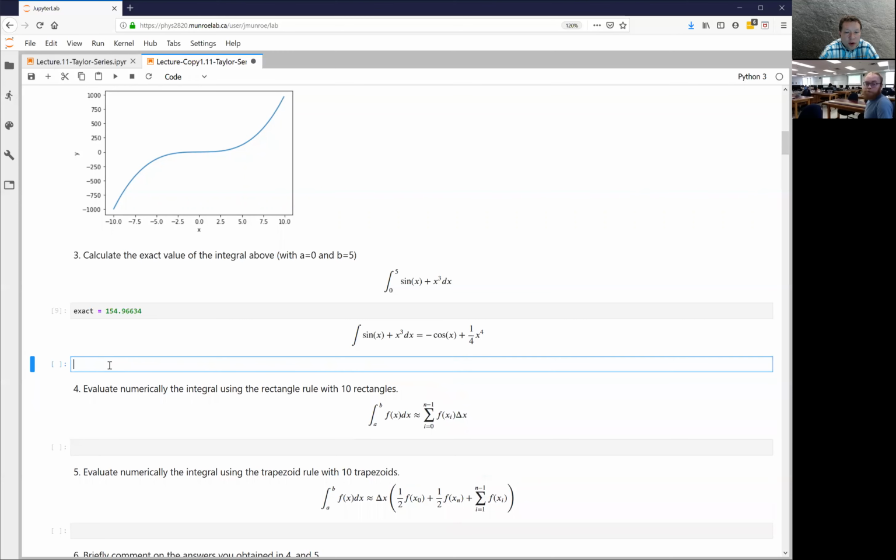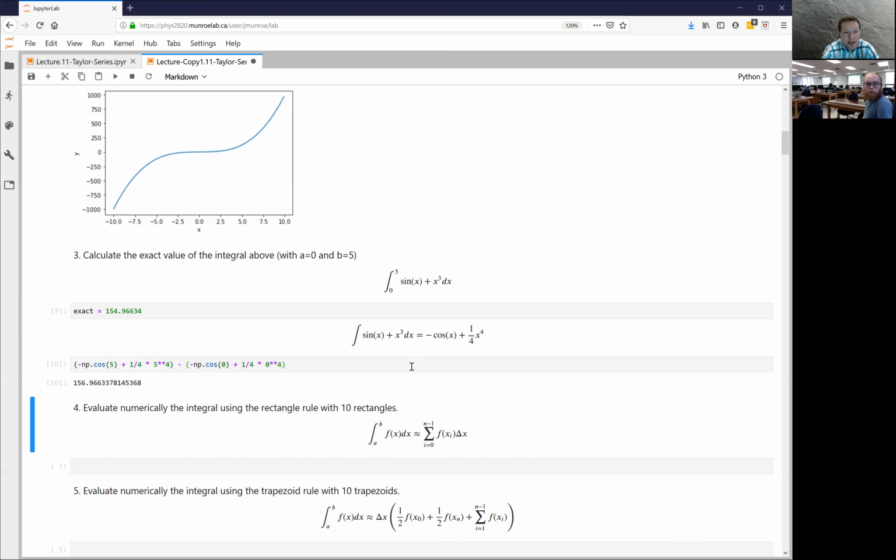And of course, what that means is we need to evaluate this function at the upper and lower limits. We need to evaluate this function at 5 and at 5 to the power of 4, right? That's evaluating the function at the upper limit. And then we've got to evaluate that same function at 0. So I get 156.966, which is not what anybody has got so far.